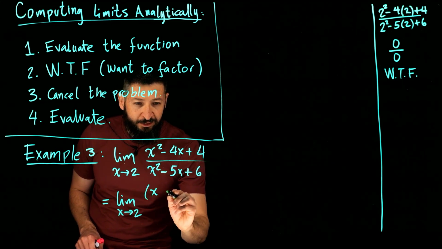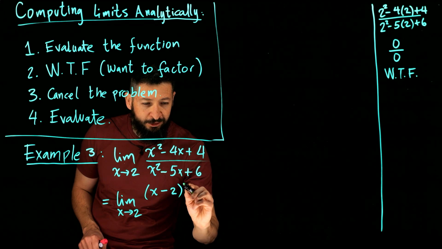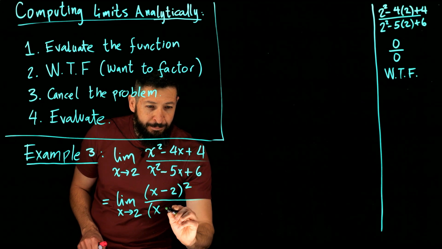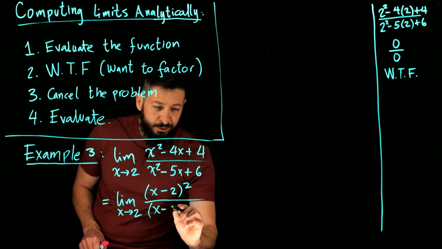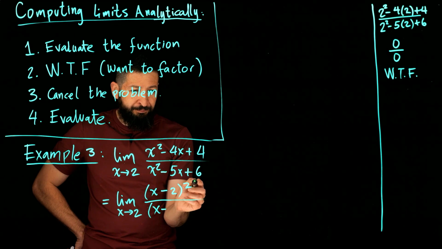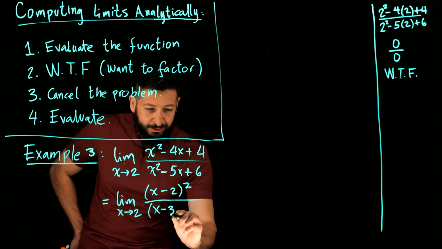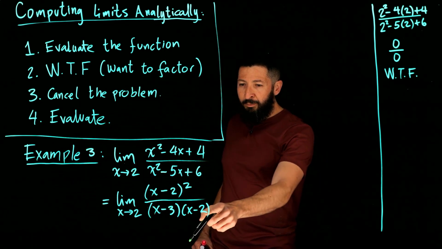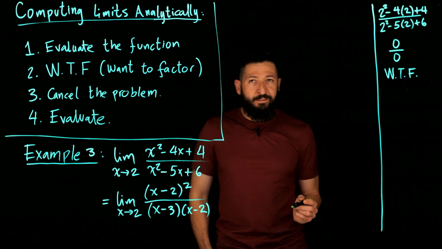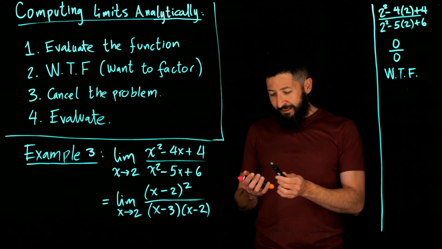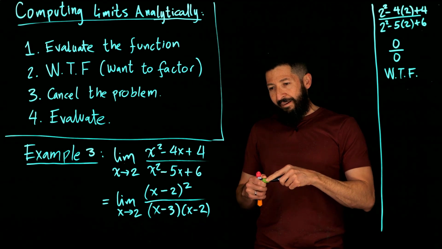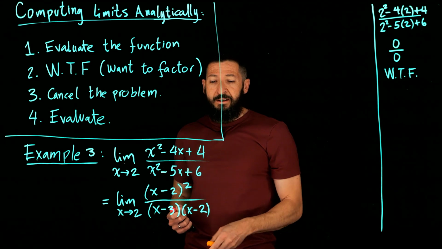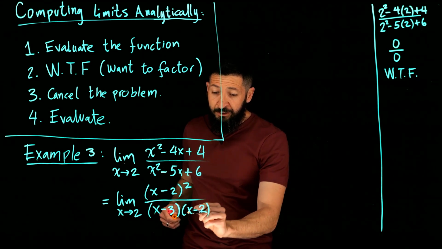And this one, our factoring, you notice, is a perfect square. So it's going to be x minus 2 squared divided by, here I have an x minus, which one do I need? I need a 3 and a 2. So x minus 3, x minus 2. Let's see, product is +6, addition is -5. So we're good. So once we factor it like that, we can see that there's a common factor, and the factor is x minus 2, as expected, because when you evaluate at 2, it gives you the 0 over 0 rather.